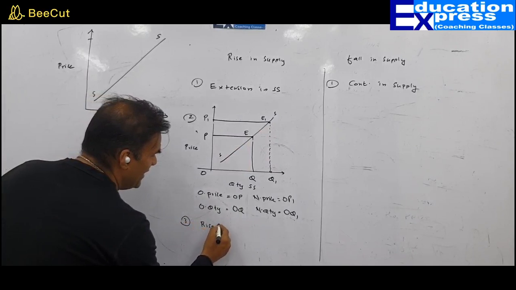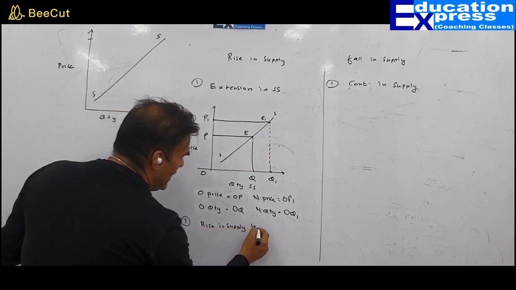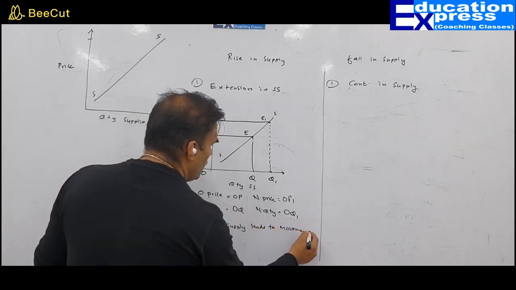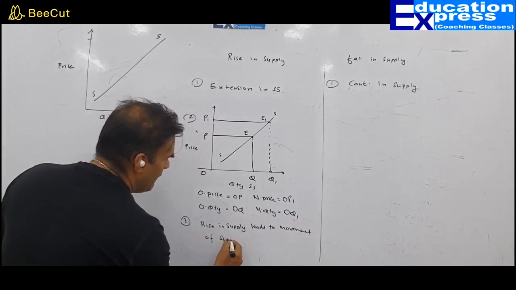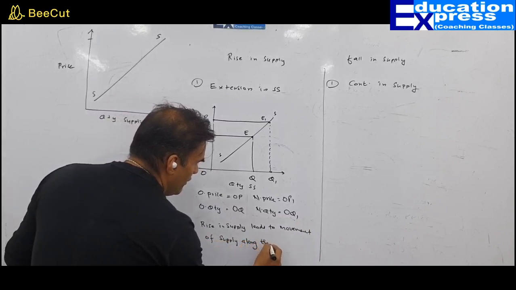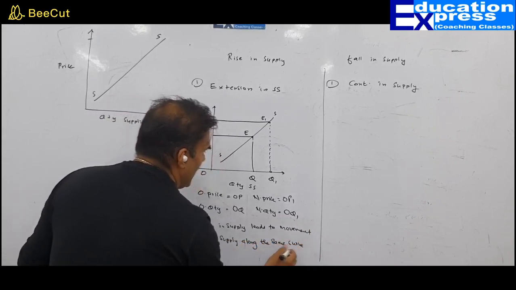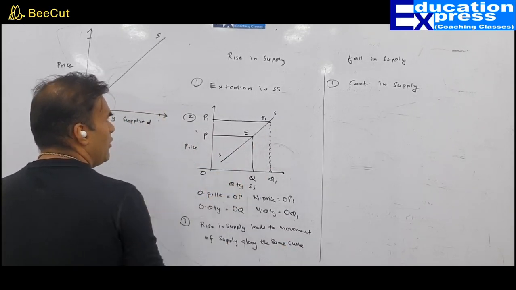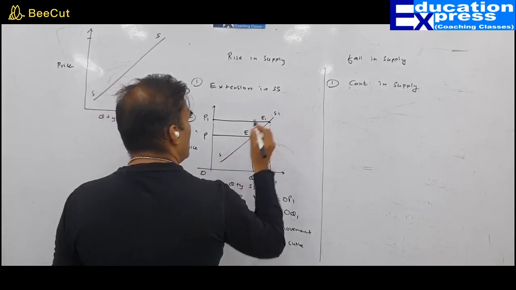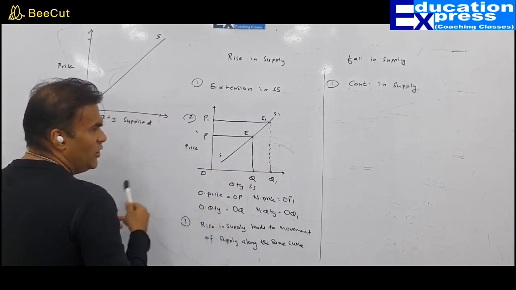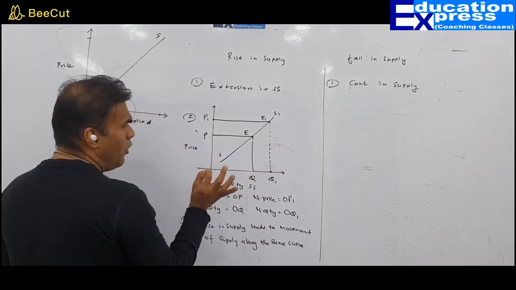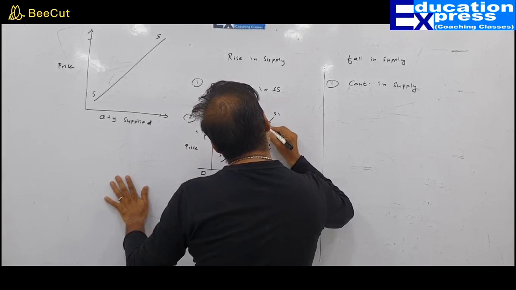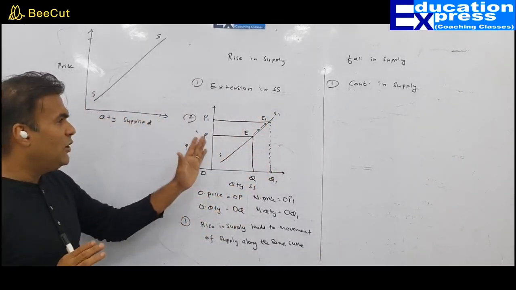this is rise in supply, which leads to movement of supply along the same curve. That means the changes happen, variation has happened on the same curve. Earlier also my curve was SS1. Now also my curve remains SS1. So I have simply shifted, a small movement along the same curve. I am shifting here, but I am yet on the same curve, absolutely the same curve.